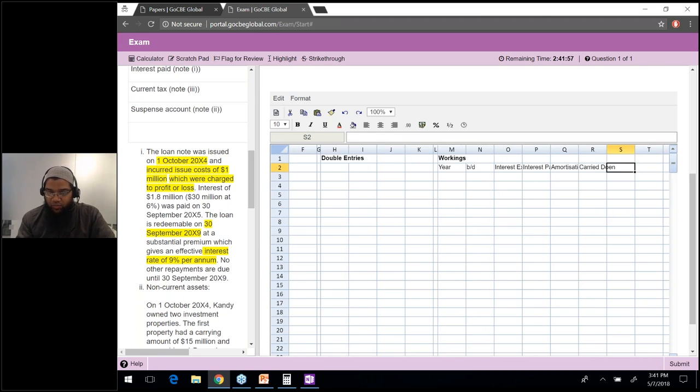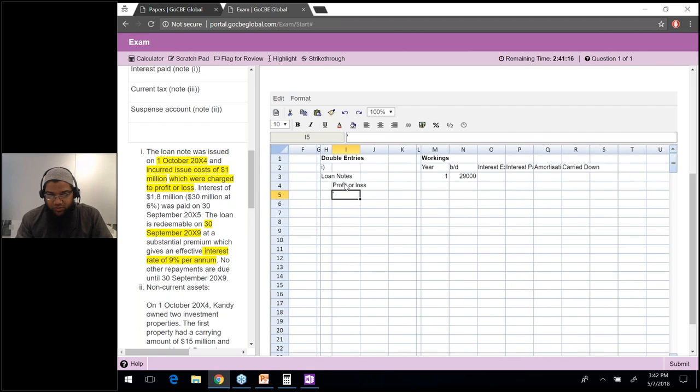Now this is a table that we normally prepare, and we call this an amortization table, where I'm going to say that in year one the loan was actually 30,000 minus the issue cost of $1 million. So the brought down should be 29,000, and the question has mistakenly expensed out the transaction cost. So what I'm going to do is that I'm going to debit the loan notes and I'm going to credit the P&L. Where has the question recorded? In the profit or loss. And a bit of adjustment over here to make sure that the entry looks good.